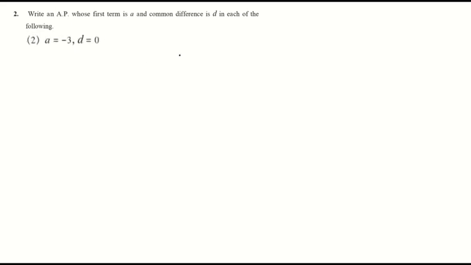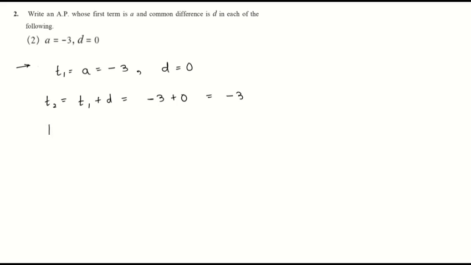A is minus 3, that is T1, we have minus 3. Okay, as it is given, T1 is equal to A is equal to minus 3 and D is equal to 0. This is already given. So how will we find T2? We will add the difference to the first term. T1 plus D is equal to, T1 is minus 3 plus 0 is equal to minus 3.